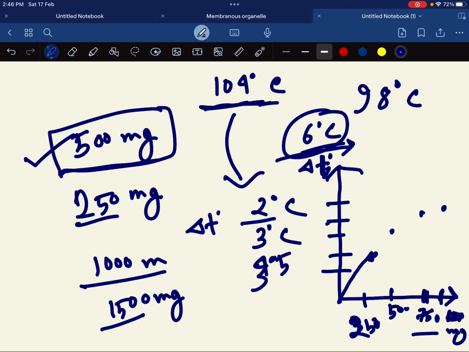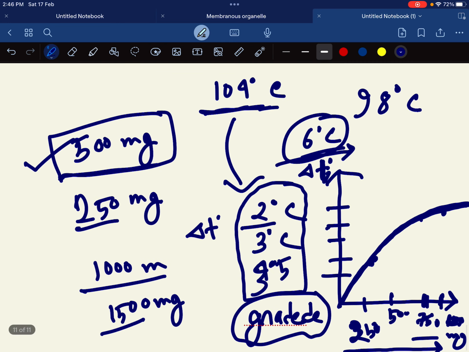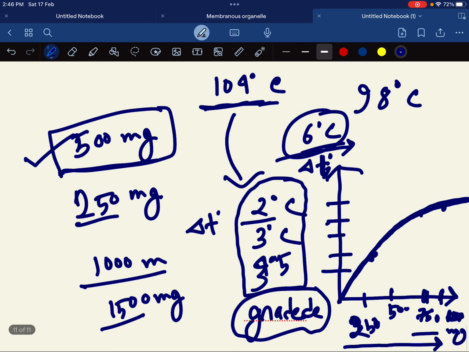So when you plot this curve, you will get this type of curve, and this is actually the graded drug response curve. So why do we use the term graded? The term graded actually means continuous. As you see, we are continuously increasing the dose and we are continuously getting more and more response. So this is the utility of a graded drug response curve. We get the efficacy of a drug according to its dose from the graded drug response curve.